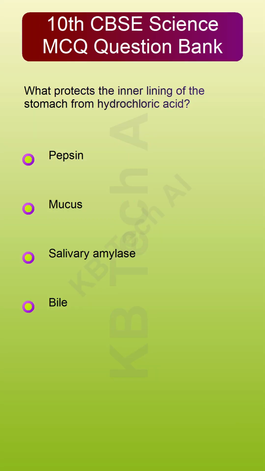What protects the inner lining of the stomach from hydrochloric acid? Option 1, pepsin. Option 2, mucus. Option 3, salivary amylase. Option 4, bile.